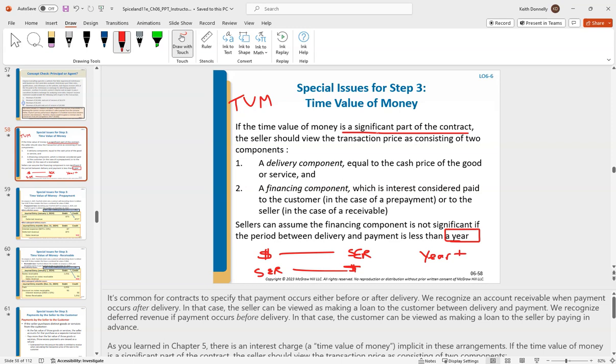So essentially in this situation, we're going to have two components: a delivery component, which is equal to the cash price of the good or service, and a financing component, which is equal to the interest that's considered paid by the seller if it's a prepayment, or to the seller in the case of a receivable. This will make more sense when we look at the examples.